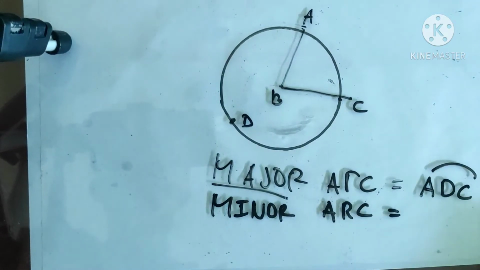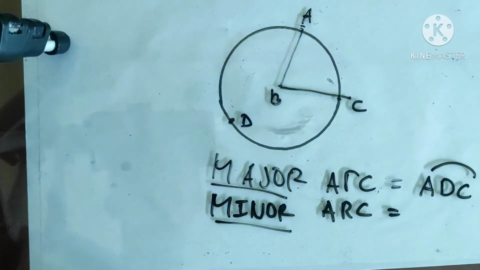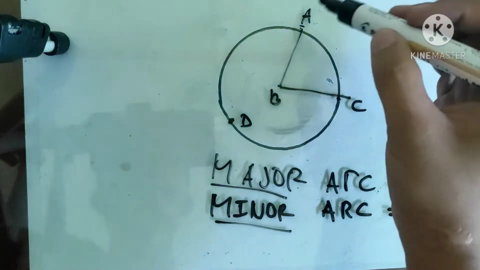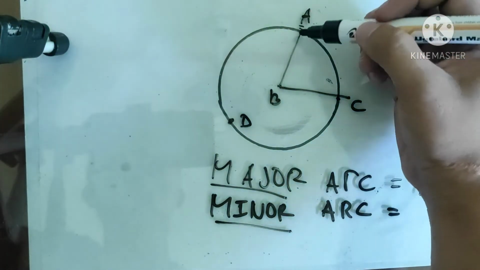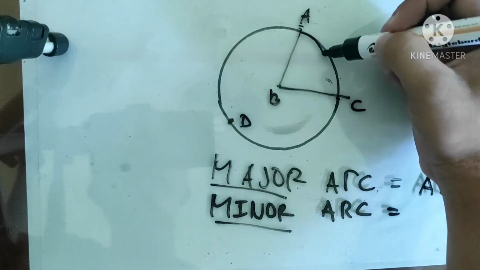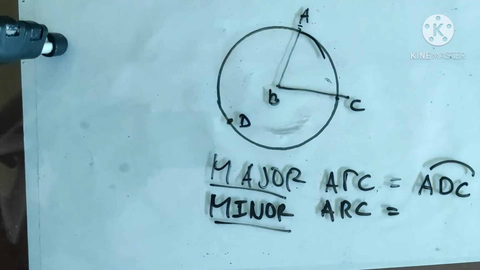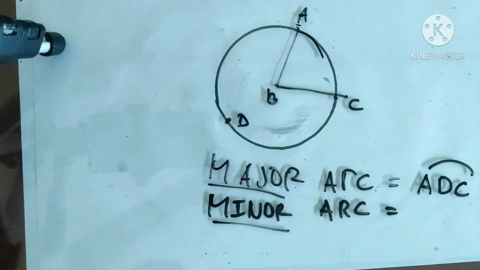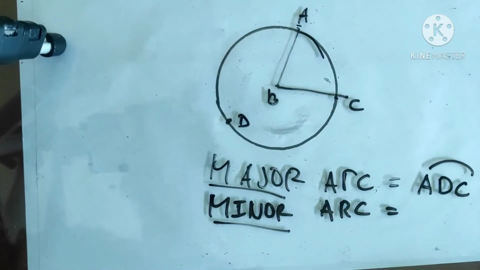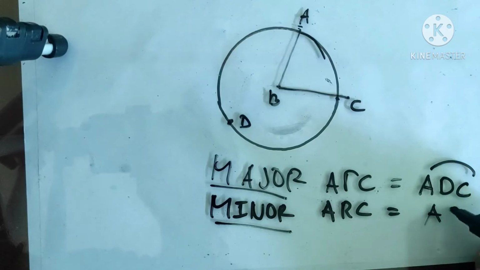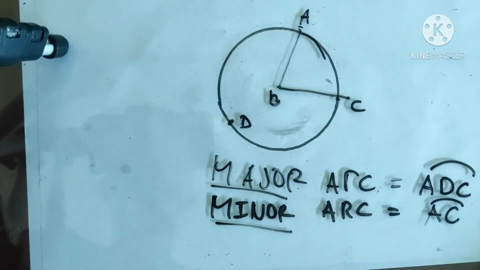Okay? So, for the minor arc naman, okay? So, for the minor arc, from the word minor, no? Mas maliit kaysa ka major. So, si minor arc, ito yung pinakamaliit mong arc sa iyong circle formed by the central angle. So, dito, si minor arc natin is si arc AC. Okay? So, meron pang isa. No? Aside sa major and minor arc, may isa pang type na arc.